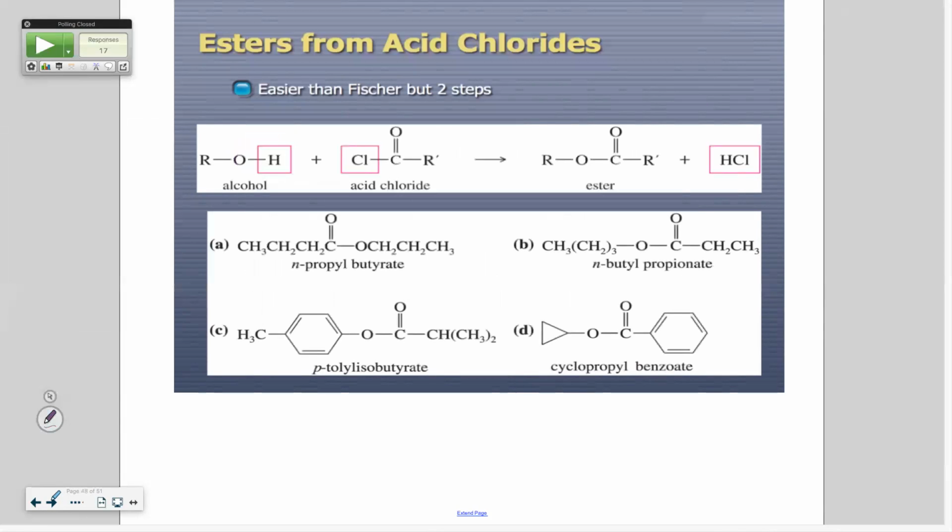All right, the last thing we have is esters from acid chlorides. This is easier than the Fischer esterification, but oftentimes, why did I write but 2 steps? Oh, well, you usually have to make your acid chloride, and then you have to add the alcohol to it. So it's a little bit extra. Okay, that's what we mean by that. All right, so look at this one down here. N-propylbutyrate. Can you tell me what acid chloride and what alcohol you would use to make N-propyl?